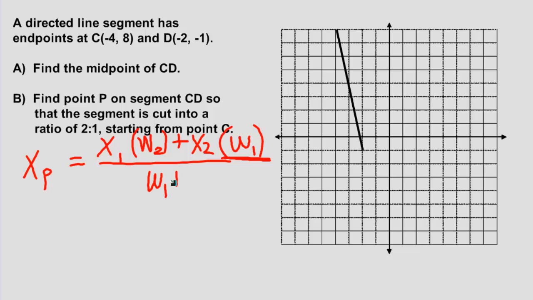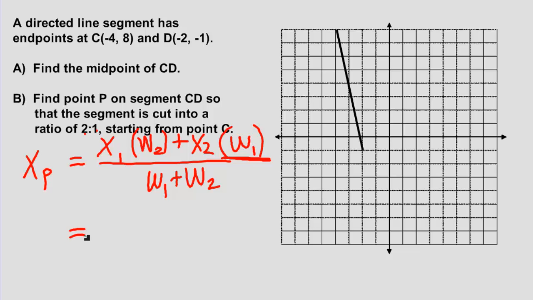Underneath, we're going to divide by the sum of the 2 weights, which is just like we did before. In the last problem, we had 5 parts for one segment and 2 parts for the other, so we had 7 parts total. You're really just adding up the total number of parts. In this case, there's 2 shares for one part of the segment and 1 share for the other. So we're going to get 3 as our denominator because there's 3 total parts.